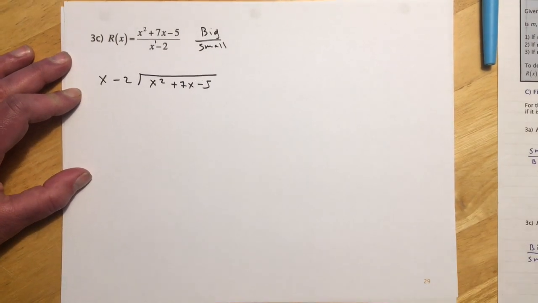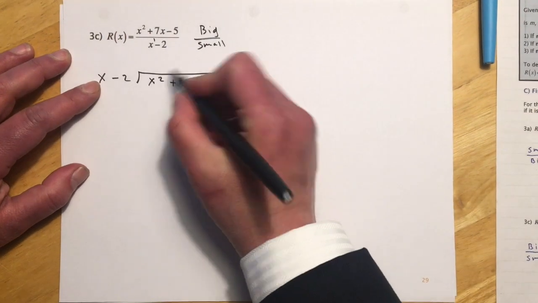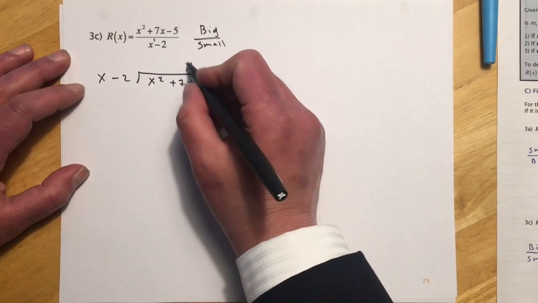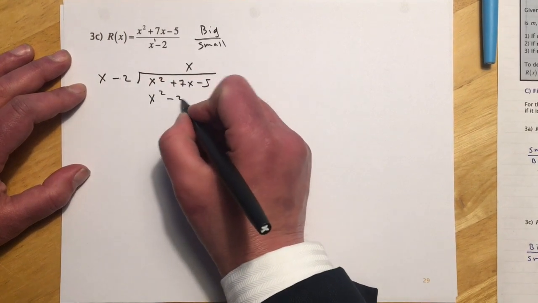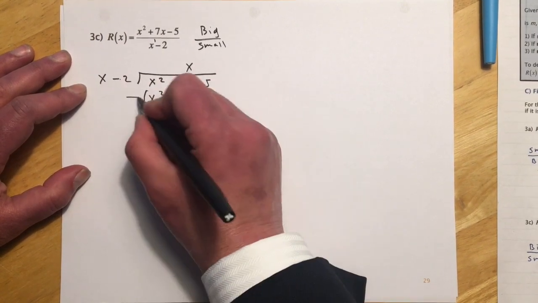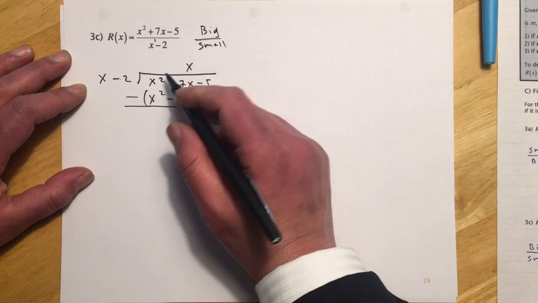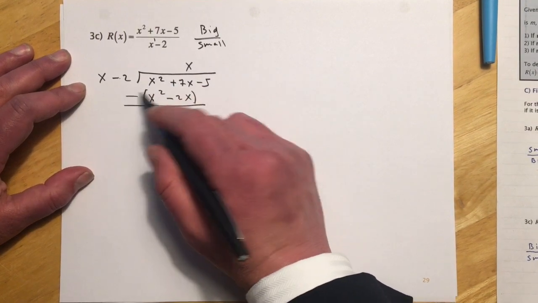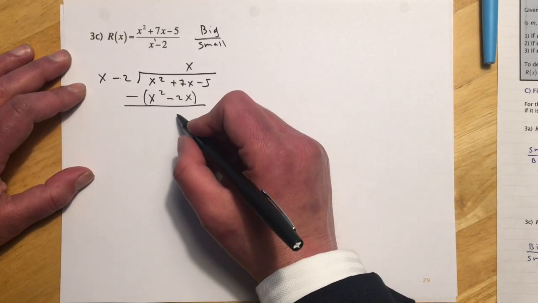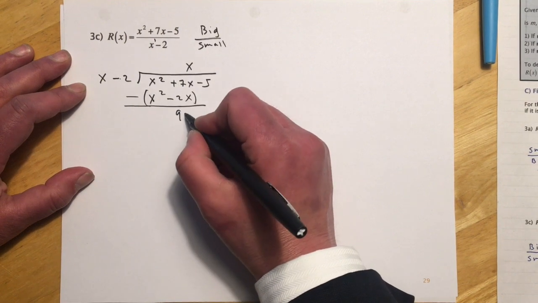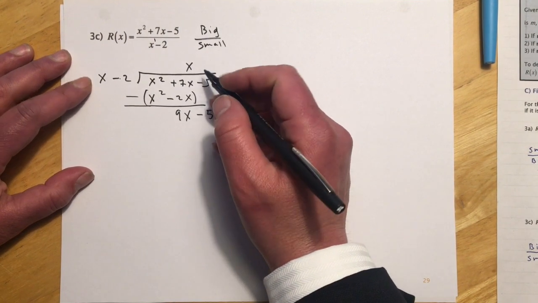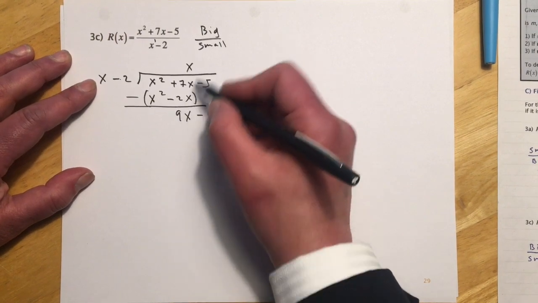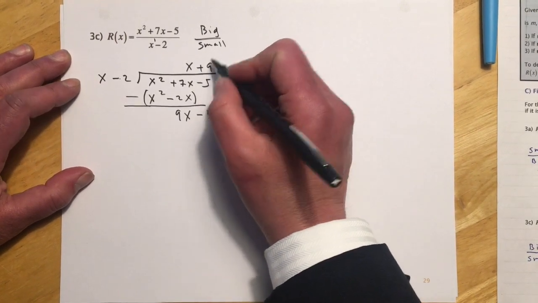So here we're going to do, what do I multiply x by to make it x squared? That would be an x. And then x times x is x squared. X times negative 2 is negative 2x. Those drop out. 7 minus negative 2 would be positive 9x, and then minus, we bring down the minus 5. And then we're at, what do I multiply x by to make 9x plus 9.